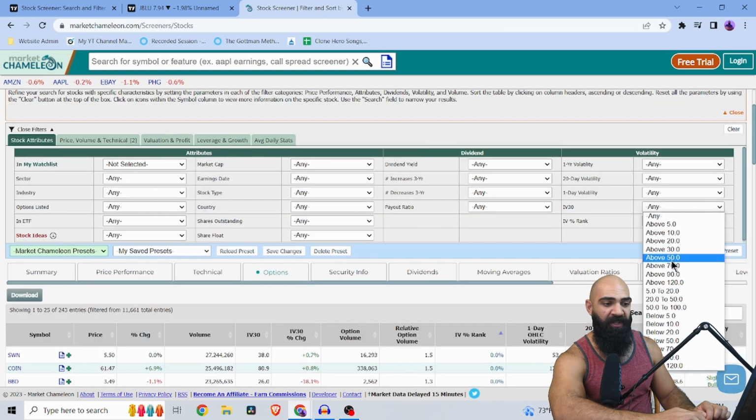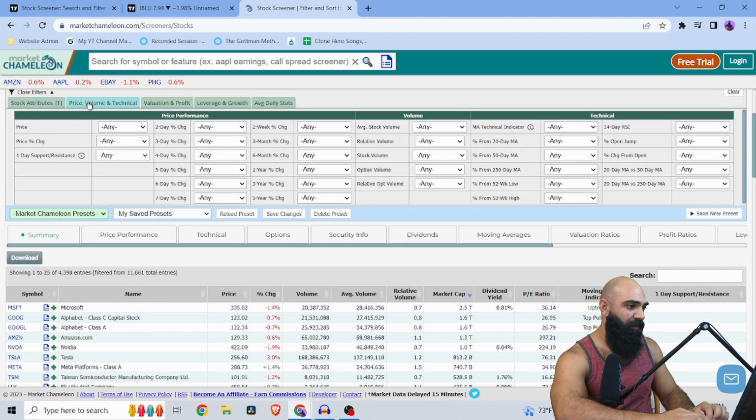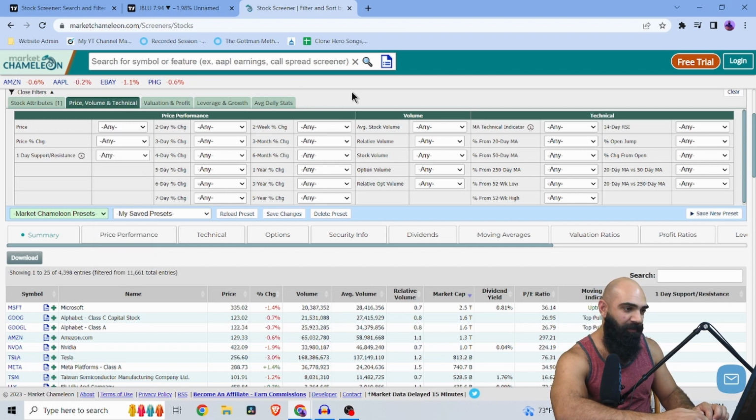For the IV30 guys, you want to go to 20 to 50. Anything below 20 is really not worth it. Anything above 50 is very difficult to manage. So this is kind of that sweet ground for collecting premiums. Probably something you want though is price, which you go to price, volume, and technical. However much you've got to wheel, which will be good for selecting.